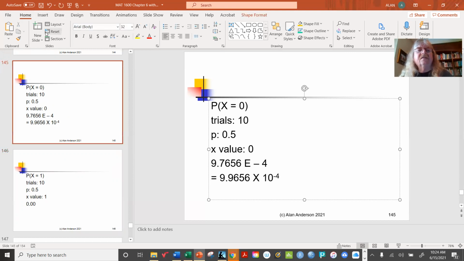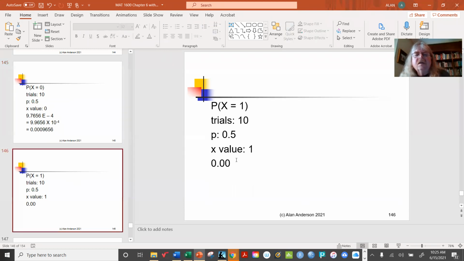Let's not write it like this. Let's write it down here as the proper value, 0.009656. Okay, that's what I forgot to do. When you raise that to the negative 10 times 10 to the negative 4th, you've got 3 leading zeros after the decimal point. So that's the actual value that we came up with.